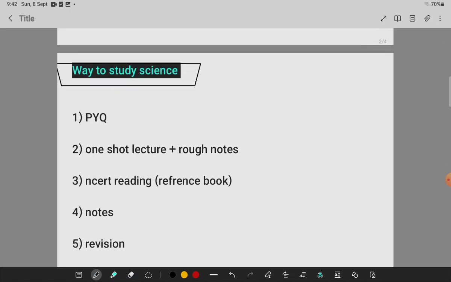So first of all, you have to see the previous year questions, PYQ. You have to see the PYQs from any source, like Oswal, or you can also take previous year question papers. Okay, previous year question papers.